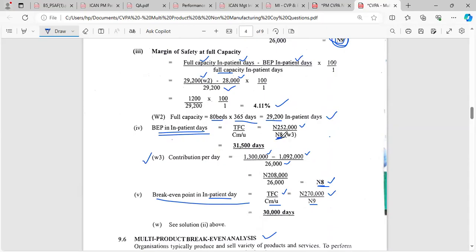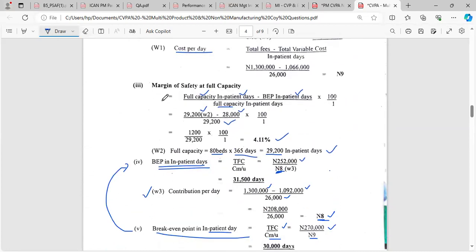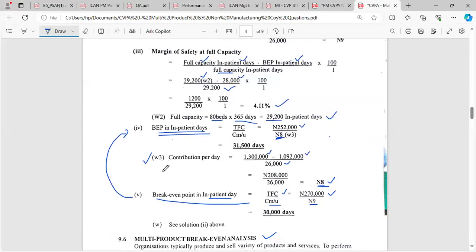Please don't use this 8 naira because V does not rely on IV. V must rely back to the original question, to the original one, and that original one was this 9 naira that we got. So don't use 8 naira as your contribution per unit. This 8 naira was just based on IV only. So you must use the original data that you have to compute for any other subsequent ones.